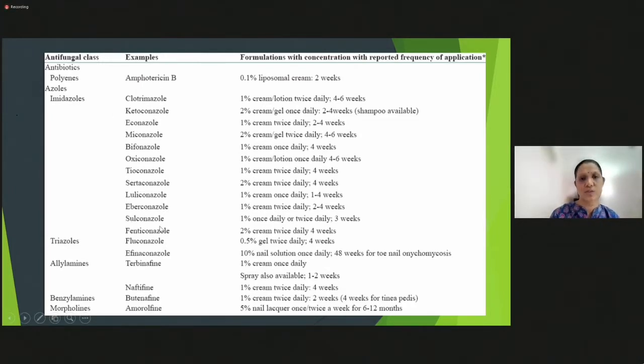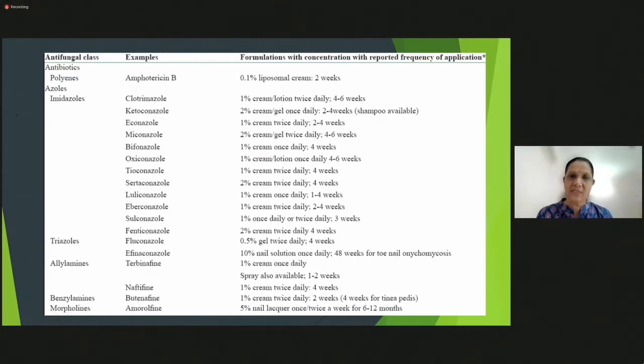One is the azoles. So you can see a whole long list of antifungals. Most commonly, many of you will be using clotrimazole and ketoconazole. Many newer ones are available which have a better antifungal sensitivity pattern, but you should always try first with clotrimazole, and if not working, then a systemic antifungal can be given.